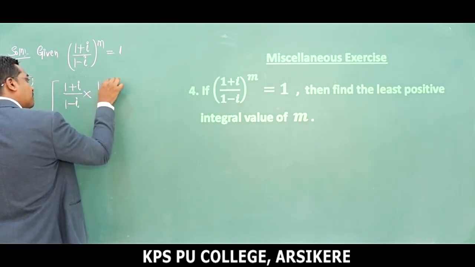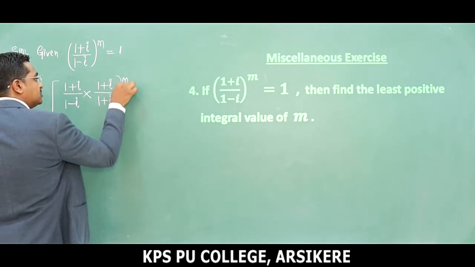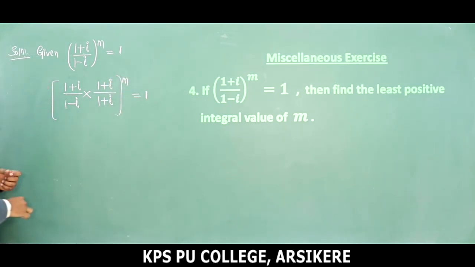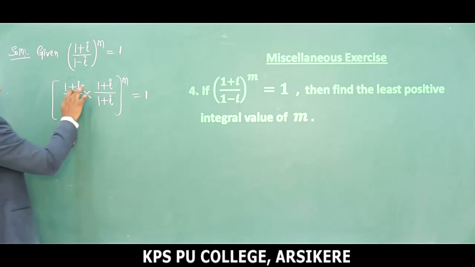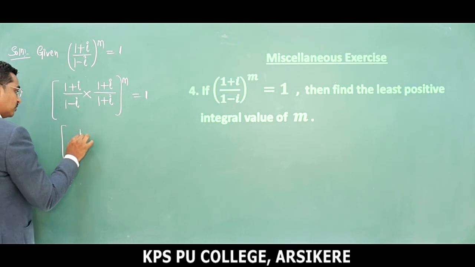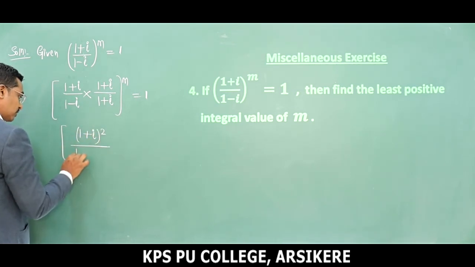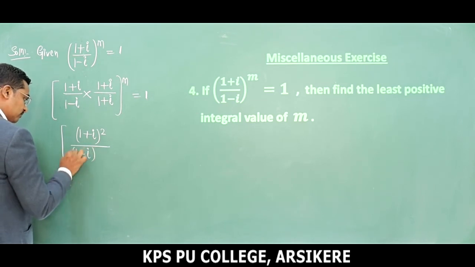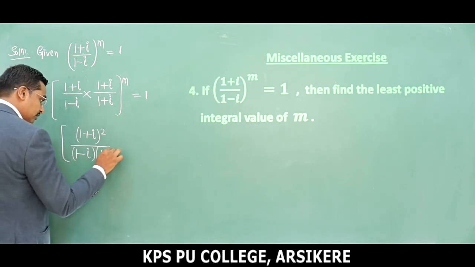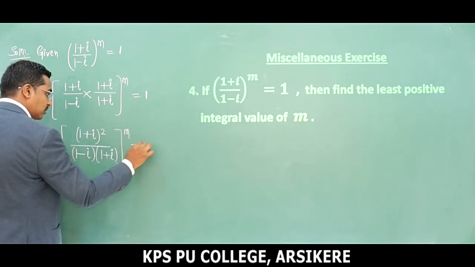The conjugate of the denominator is 1 plus i. Multiply and divide by it, which is equal to multiplying by 1. So we multiply the numerator and denominator. Here we are left with (1 plus i) whole square divided by (1 minus i) into (1 plus i), whole power m is equal to 1.